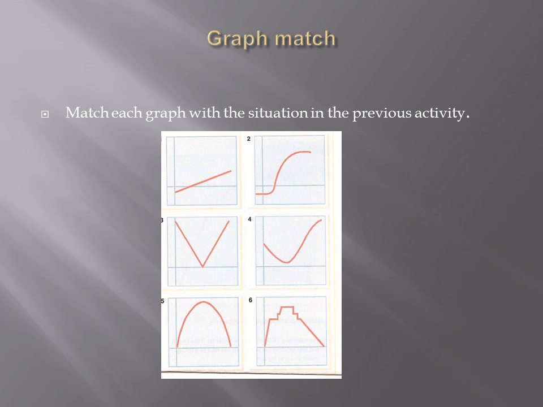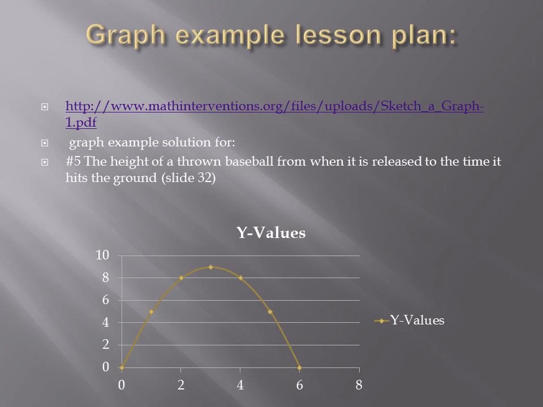These are the graph examples from the previous questions. And for example, the height of a thrown baseball from when it is released to the time it hits the ground. This is what that example would look like. Notice that the analysis of the graphs focuses on how the graphs increase or decrease and how rapidly or gradually.